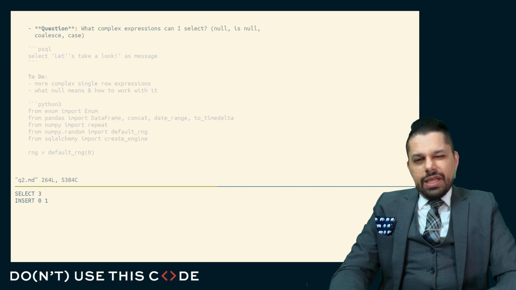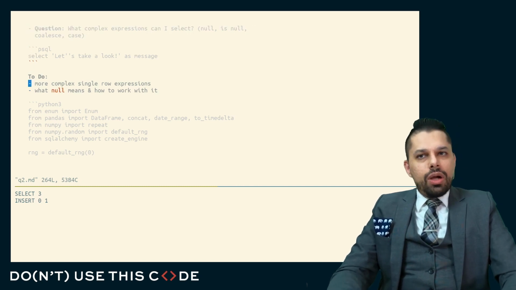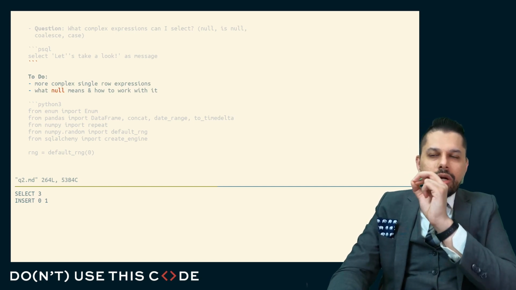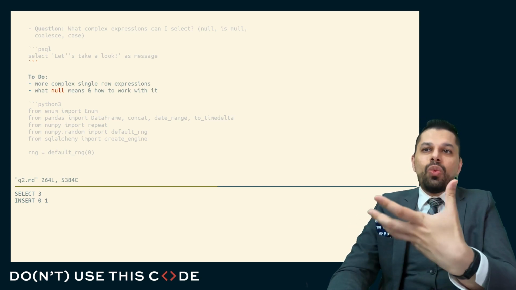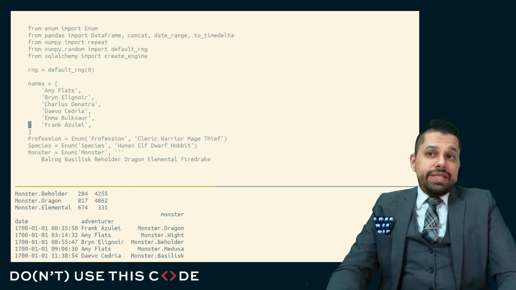This question is all about what kinds of expressions I can compute and what is this null thing that keeps coming up. We're going to take a look at more complex single row expressions, and we're going to take a look at what null means and how to work with null. And so let's take a look again at the data that we have.